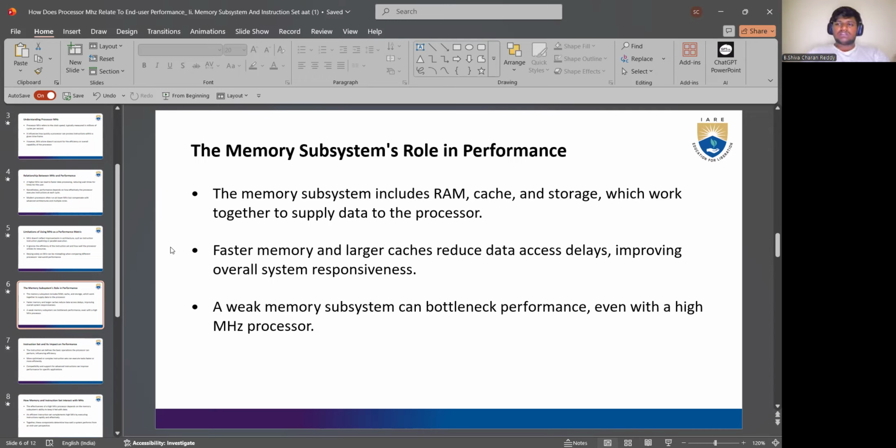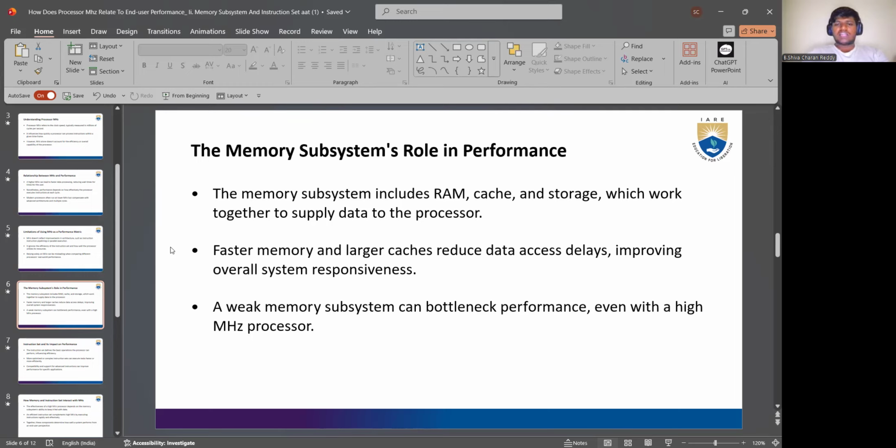The memory subsystem plays another great role in performance. This includes RAM, cache, and storage, which all work together to supply data to the processor, where the processing is done. But if the memory system is not up to the mark, not enough data can be passed over to the processor, which will reduce the amount of tasks being done at a single time. It also prevents utilizing the full power of the processor.